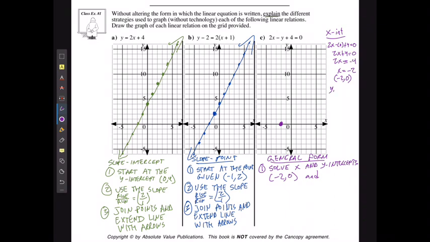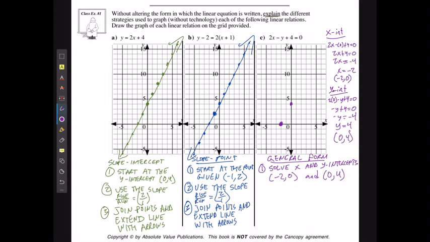For my y-intercept, same idea, but in this case, x is going to be 0. 2 times 0 minus y plus 4 is equal to 0, or negative y plus 4 is equal to 0. Negative y is equal to negative 4, which means y is going to equal positive 4. And that would give me the point of 0 and 4. And there's my point.